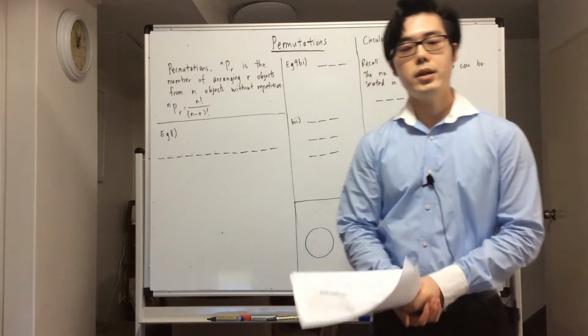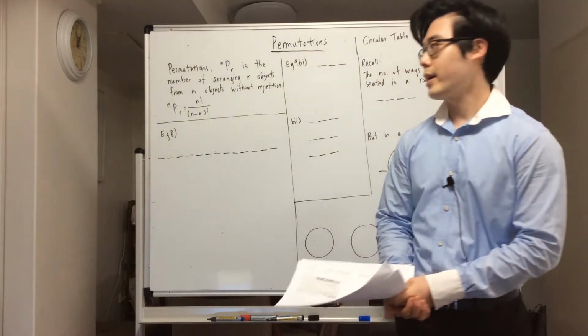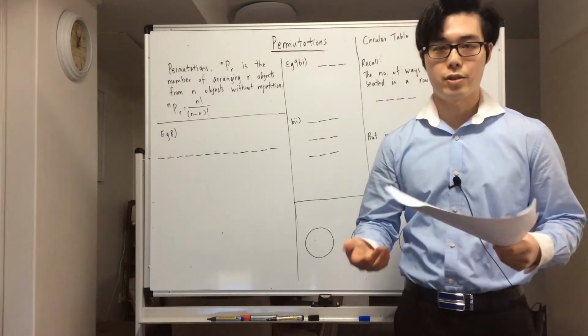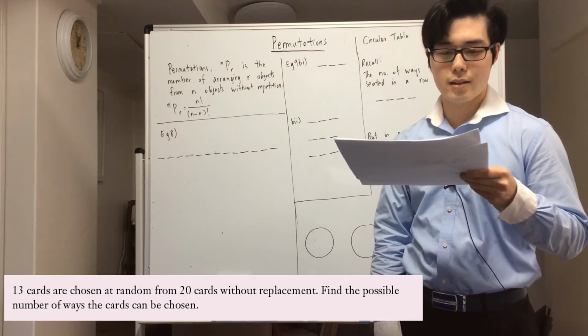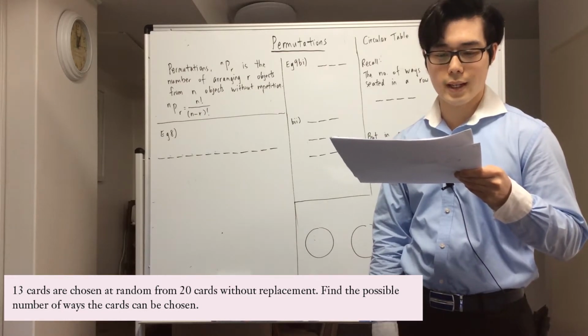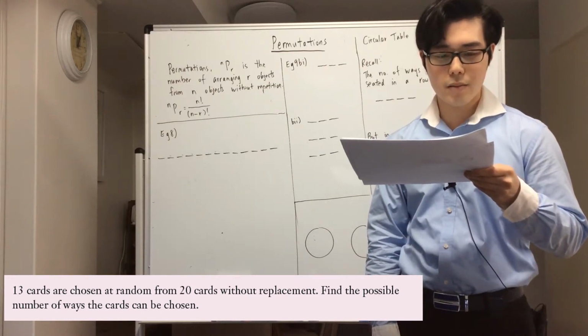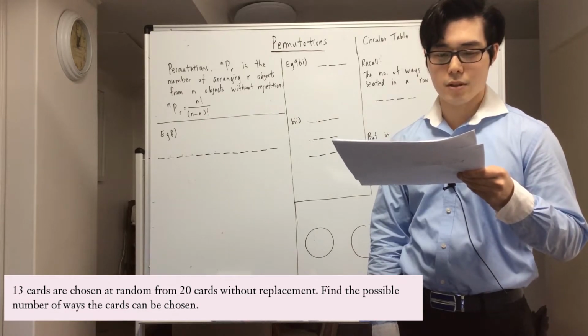Okay, so today we're going to be learning permutations for our extension 1 lesson today. Let's start off with an example to illustrate what that is. Okay, so example 8, it says 13 cards are chosen at random from 20 cards without replacement. Find the possible number of ways the cards can be chosen.